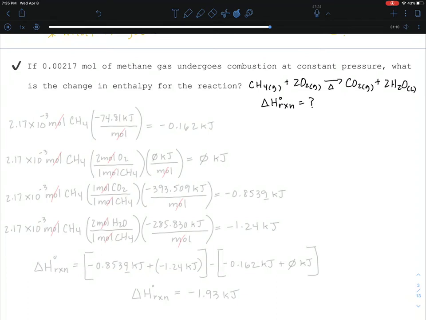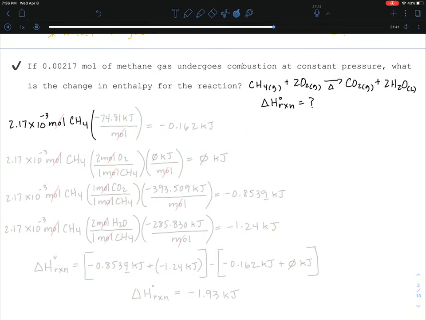So I have to take into consideration that I use less than 1 mole. And why do I have to do that? Because all those data were given as kilojoules per 1 mole. I don't have a whole mole of methane, do I? I have 2.17 times 10 to the negative 3rd moles of methane. That's going to affect the enthalpy for all of the other things involved in the reaction as well. So we're going to compare all of our mole ratios here.